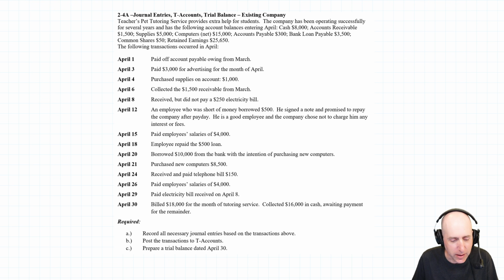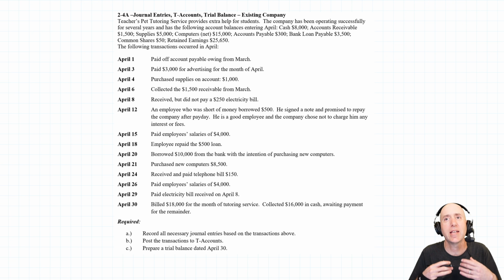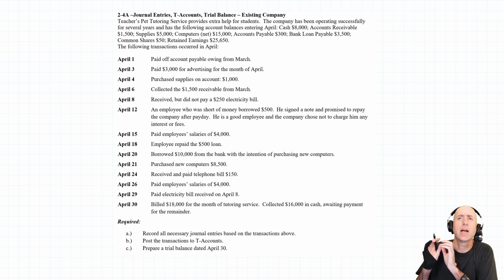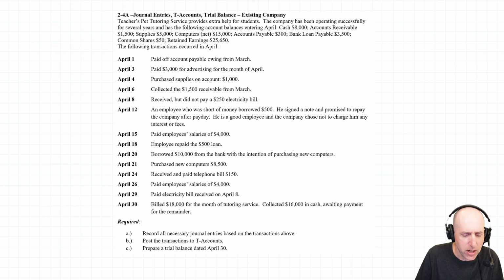The company has been operating successfully for several years and has the following account balances entering April. So this is the first one of these where we are joining a company in progress. All the other ones, we are starting a new company, issuing common shares for cash as our first transaction. Well, this one, the company's up and going. They've got cash, accounts receivable, supplies, they got some computers, they have some debts, accounts payable and a bank loan, common shares, and retained earnings.